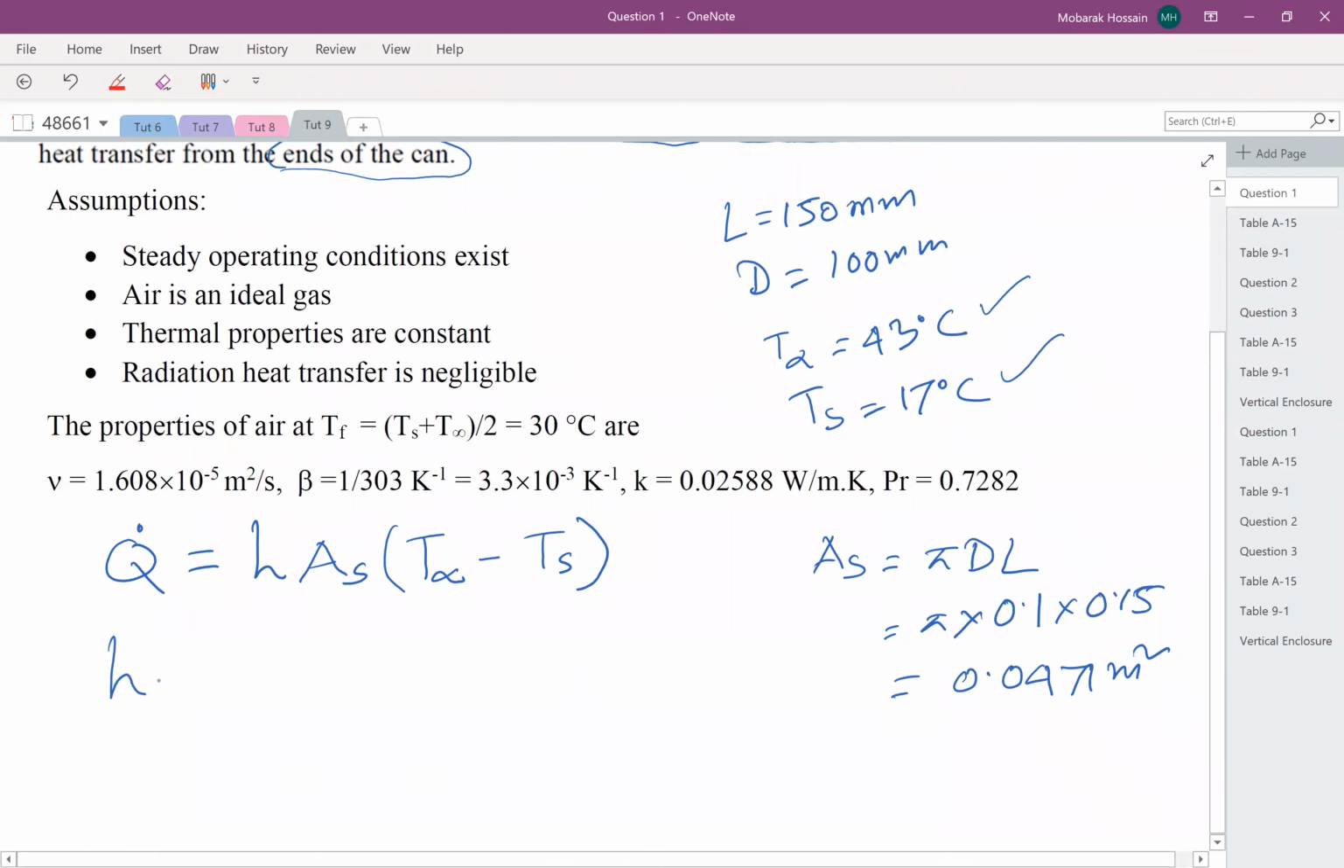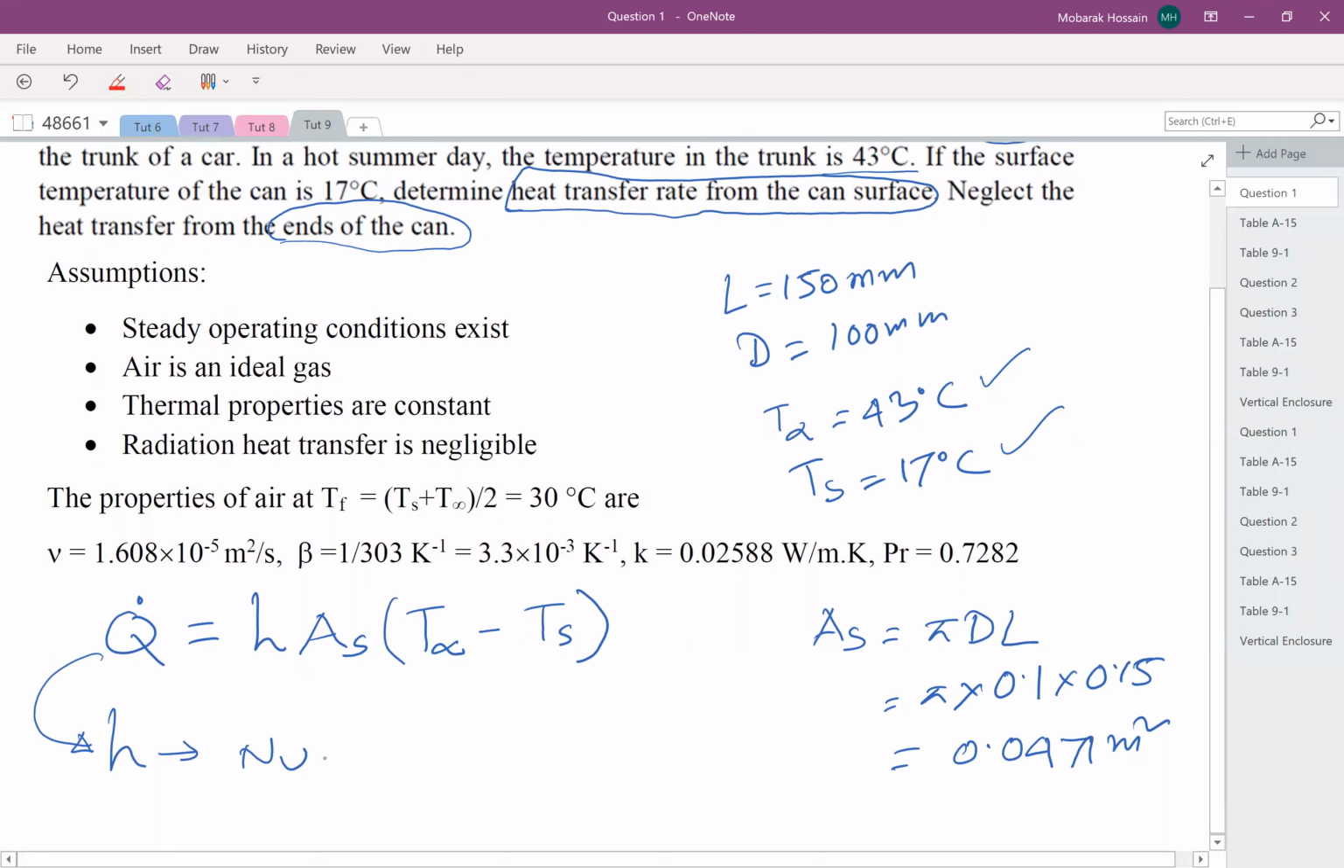Now for the heat transfer coefficient, we need to calculate the Nusselt number. Now for the Nusselt number, due to the natural convection heat transfer, we need to find out the Rayleigh number. For the Rayleigh number, we need to get the properties of the fluid. Here it is air, so we need to calculate the properties of air.